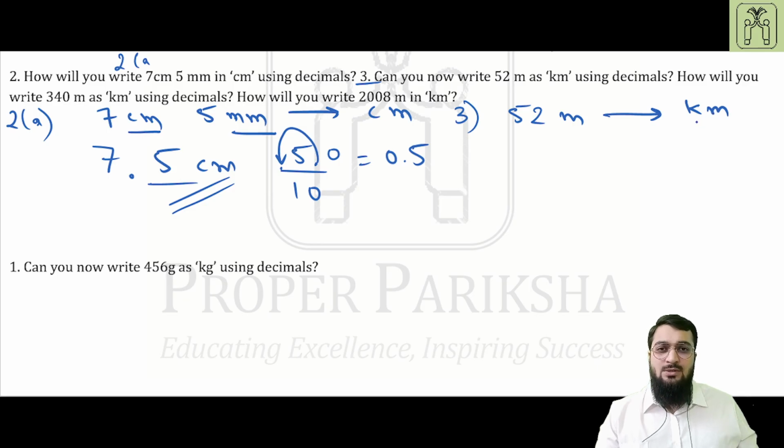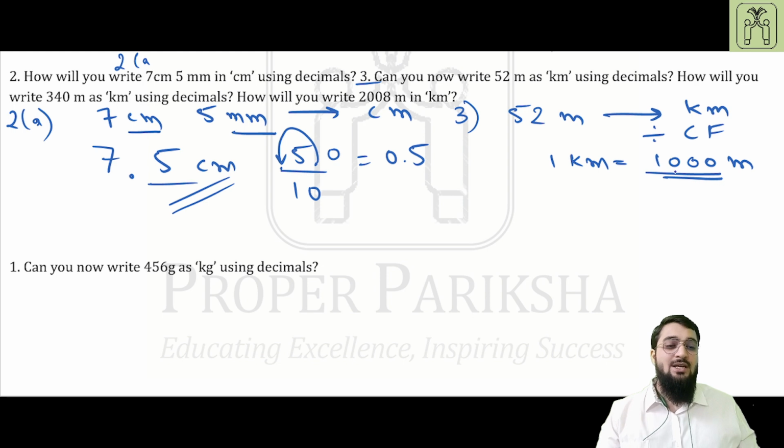Just like in the previous question, I told you that if the unit into which it is to be converted is greater, then we have to divide with the conversion factor. What is the conversion factor as of now? Meter and kilometer. 1 kilometer is equal to 1000 meter. Therefore 1000 is the conversion factor. So 52 will be divided by 1000.